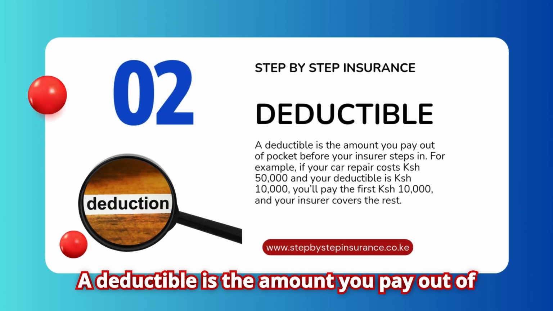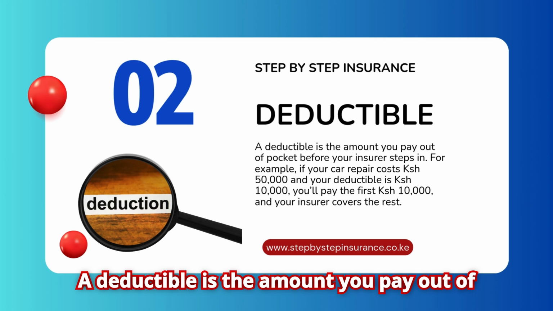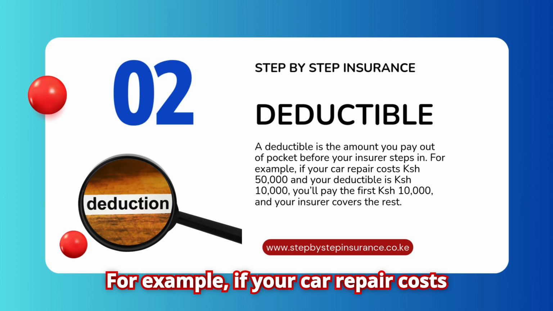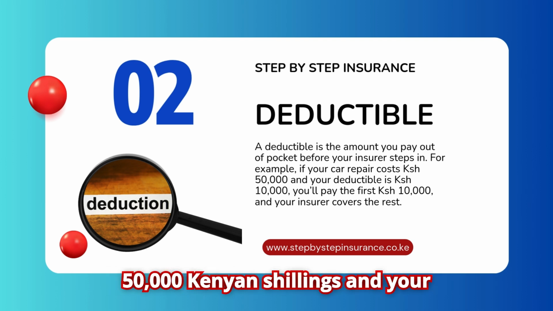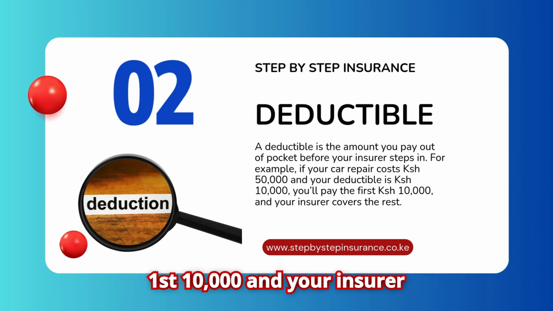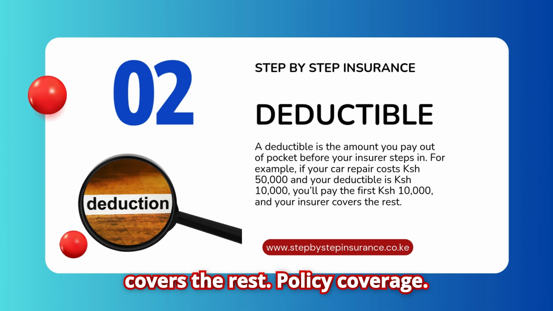Deductible. A deductible is the amount you pay out of pocket before your insurer steps in. For example, if your car repair costs 50,000 Kenyan shillings and your deductible is 10,000, you pay the first 10,000 and your insurer covers the rest.